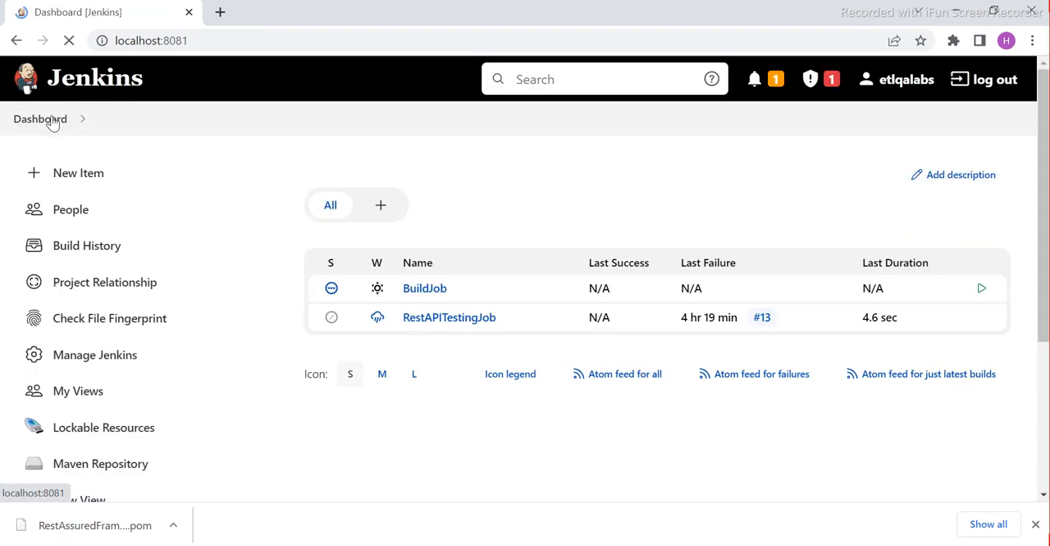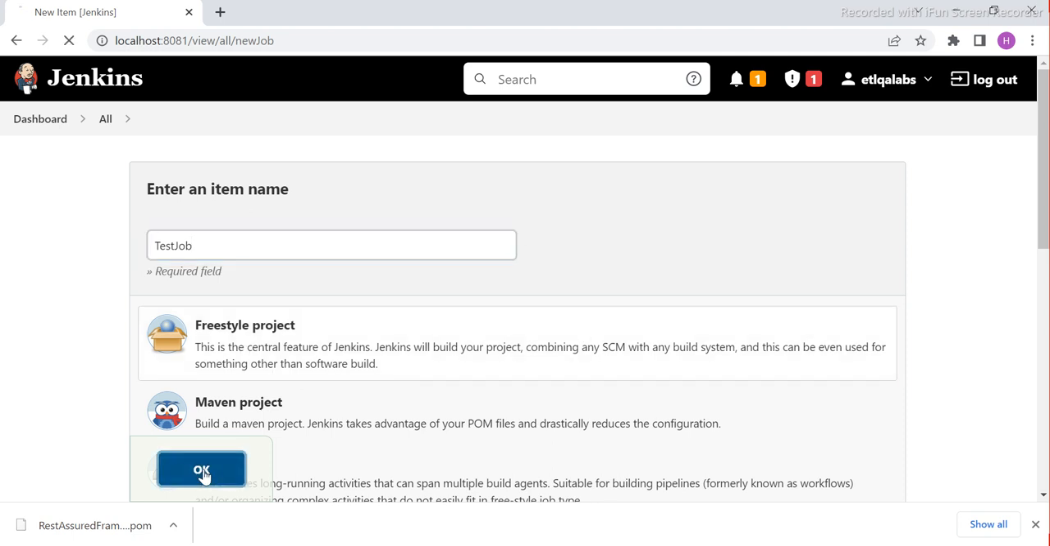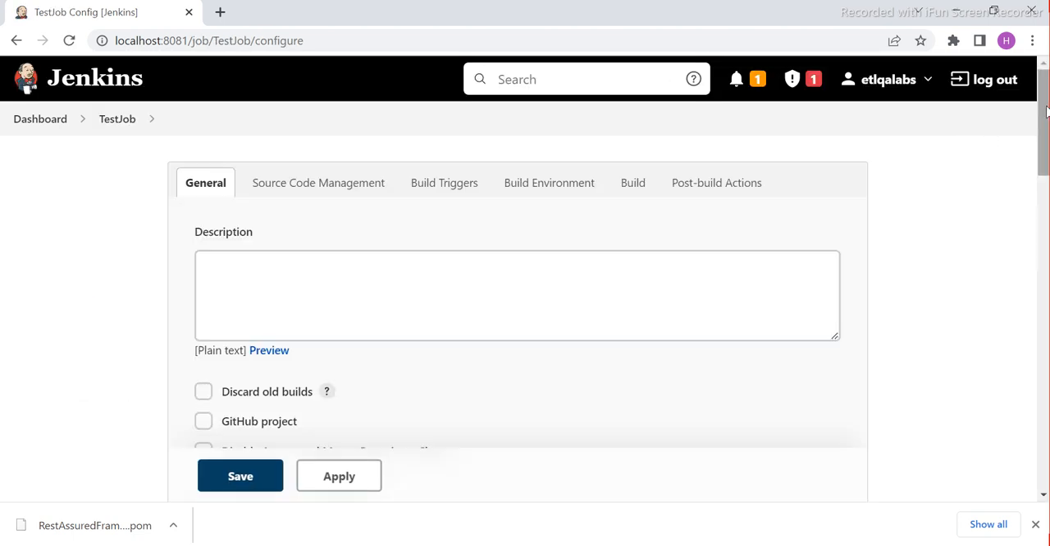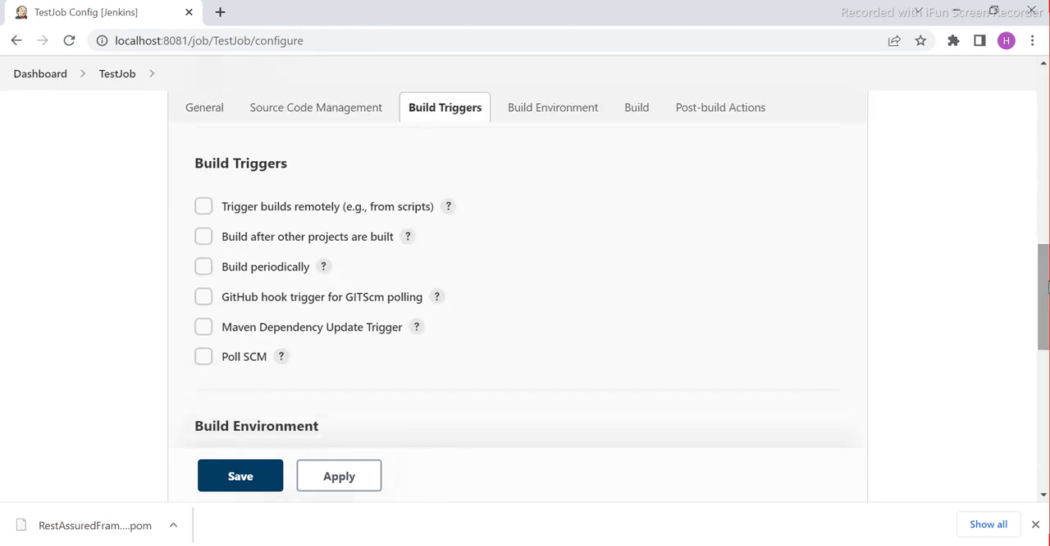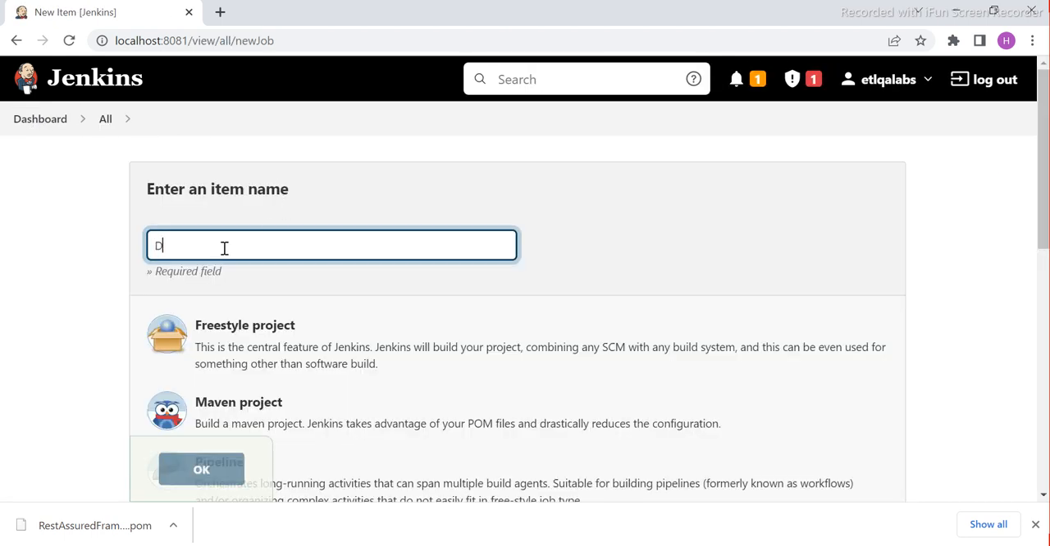Now I'll go back. I'll create another job, build and test job. Okay, this is the test job. This again I will say free project. All right, guys, and I'll save it. And then I will create one more, something called deploy job.